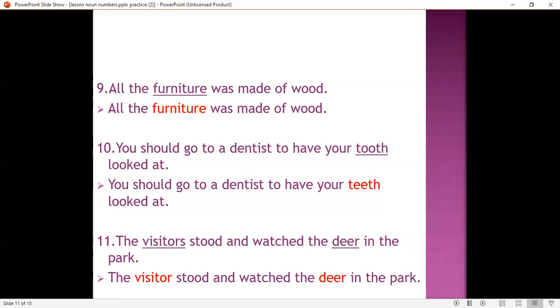Sentence number 10. You should go to a dentist to have your tooth looked at. You should go to a dentist to have your teeth looked at.